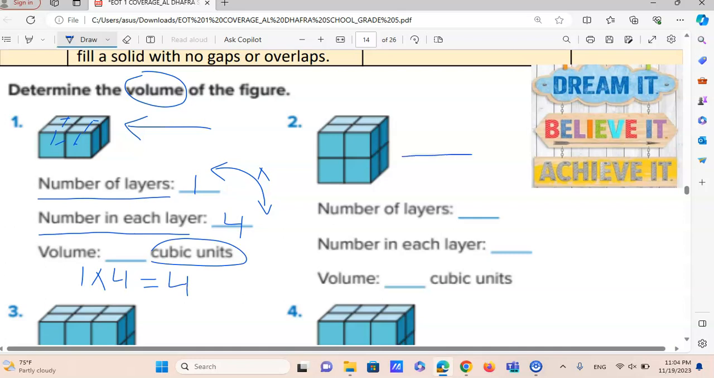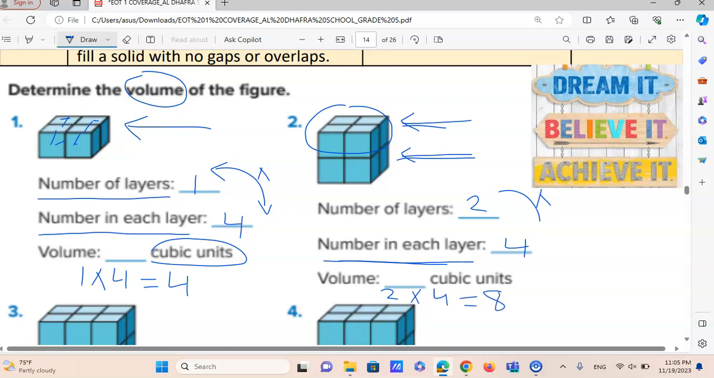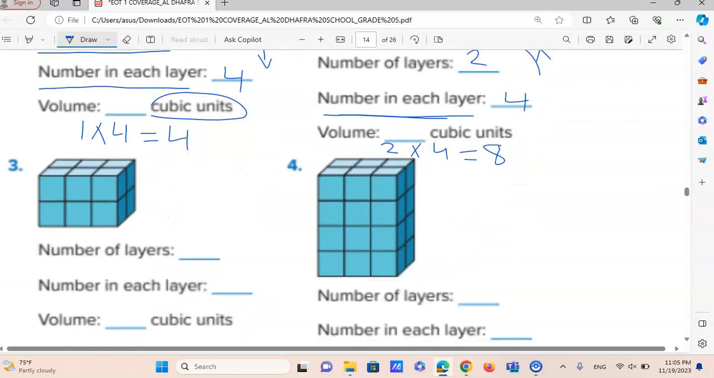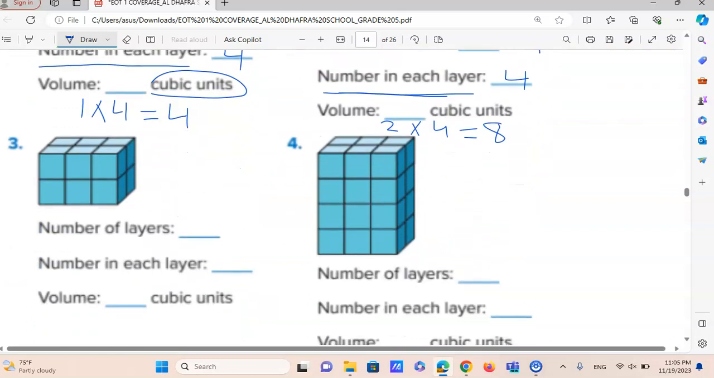Here, how many layers in question 2? 2 layers. What's the number in each layer? This is one layer. How many? 4. So 4 is repeated 2 times. So multiply 2 times 4 equals 8 cubic units. The same with the others, number 3 and number 4.